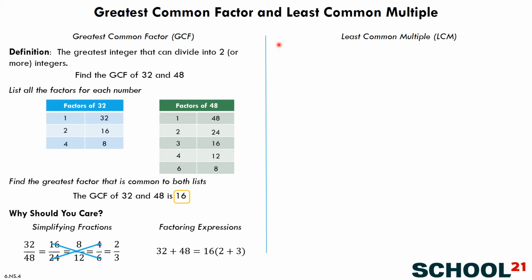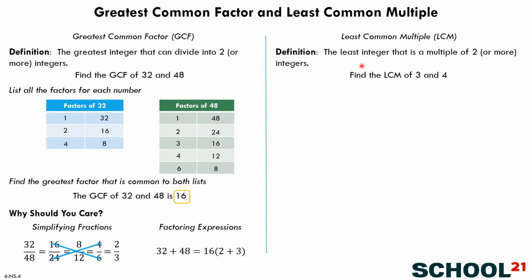Now let's really quickly go through least common multiple. In some ways it's almost the opposite. It's the least integer that is a multiple of 2 or more integers. So let's take a look at an example. We want to find the least common multiple of 3 and 4. Now, the multiples of 3 are like 3, 6, 9, 12. It's things that 3 multiplies by in order to create a greater number that's a product, okay?